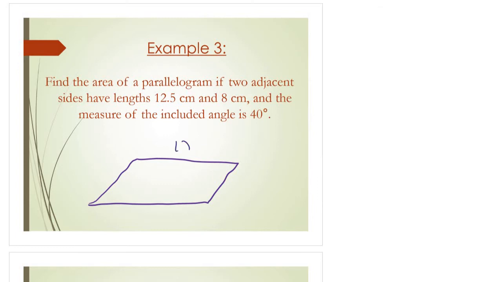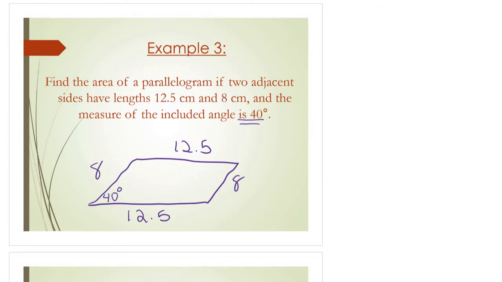All right, so we got 12.5. We know this is 12.5. We know this is 8, and this is 8 as well. All right, so we know the included angle is 40 degrees from the question. So I'm going to put that in the correct acute angle location. And we want the area.